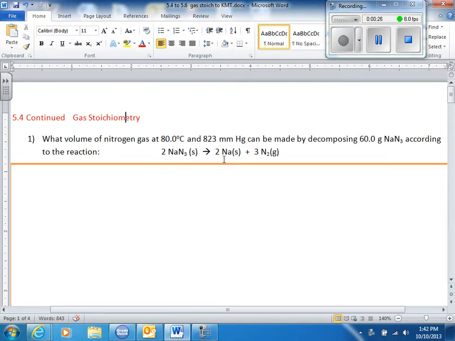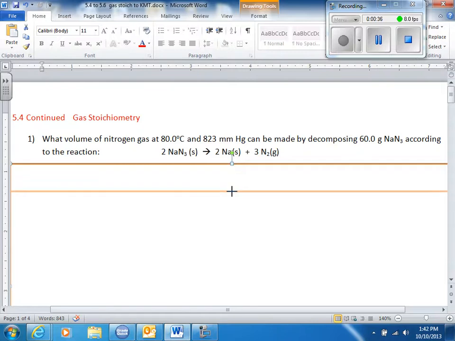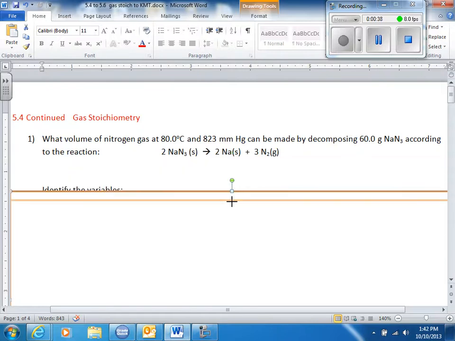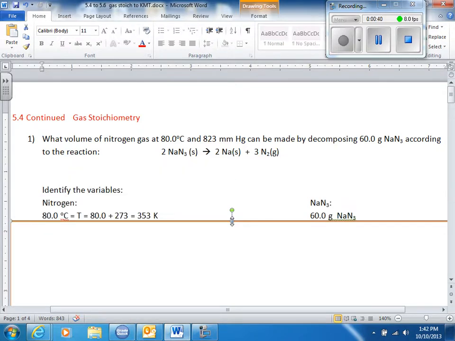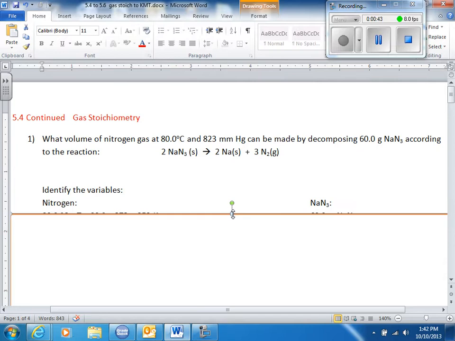So here's our problem. And with any problem, the first thing we want to do is just look at the different numbers we have and identify what do those numbers represent. This is how you do problem solving. So we're going to identify our variables. We have two chemicals, nitrogen and sodium azide.